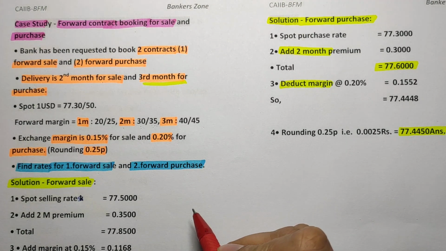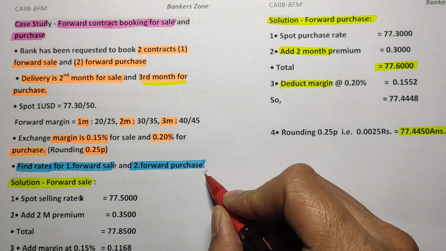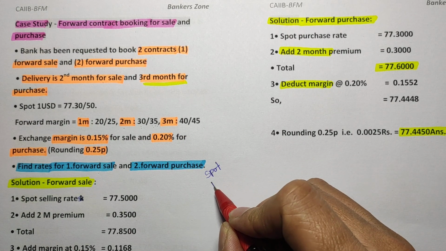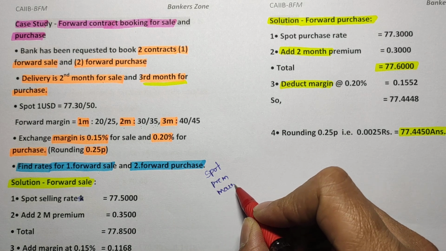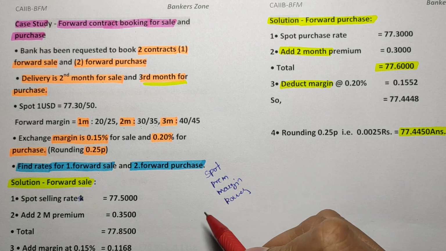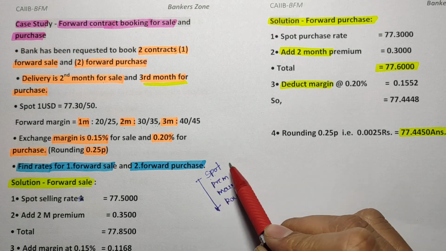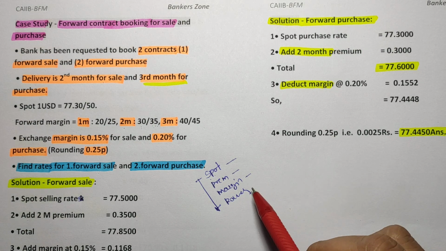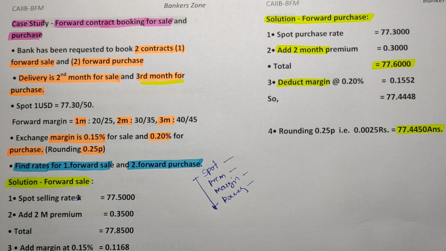See friends, while solving a Forex numerical, you have to follow the order. Very first is the spot. You have to identify what is the spot. Second, you have to identify the premium or discount, and the third step is the margin, and the last step is the rounding off. So you have to just follow the sequence. Very important: SPMR. First do the spot identification, then premium or discount, then margin adjustment, and then the rounding off adjustment. When you follow these 4 steps, you can easily solve the numerical.